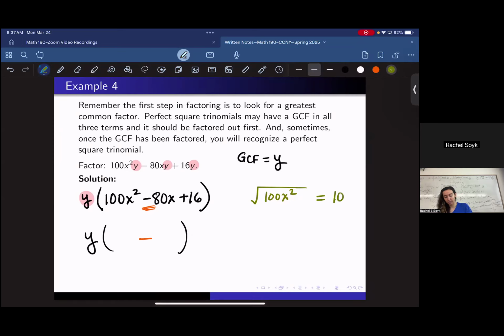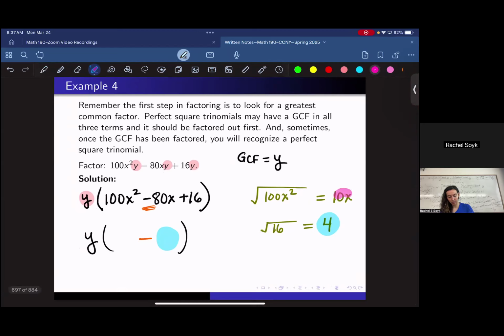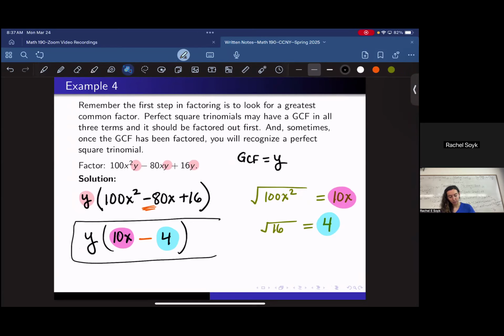10x, good. Now let's look at that last term, 16. We can also very efficiently take the square root of that, and we end up with 4. Awesome. And so now we just plug those values in, and we get our fully factored form. What are we missing? Yeah, we want to make sure that we're raising this to the second power. And we're done.